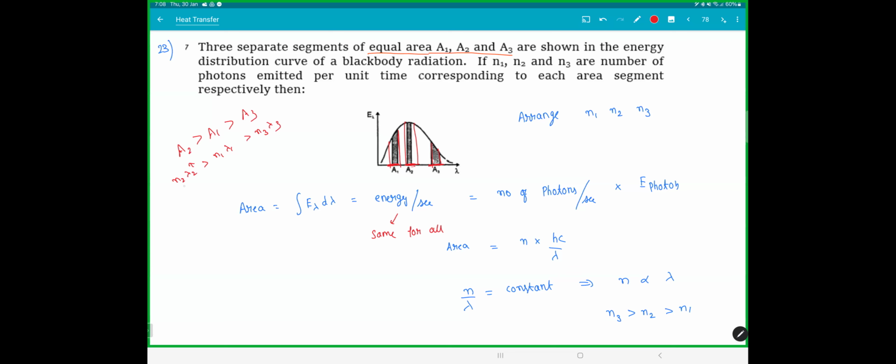You can't really compare N2 and N1. Between lambda 1 and lambda 3, lambda 3 is bigger. That means lambda 1 is smaller. But you're saying N1 lambda is greater than N3 lambda. So therefore, definitely N1 is greater than N3. This much we can say. We can't tell anything about N2, I guess. Is that making sense?